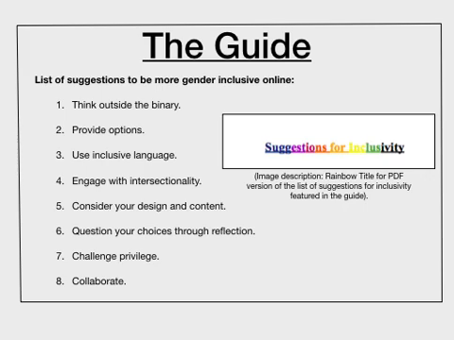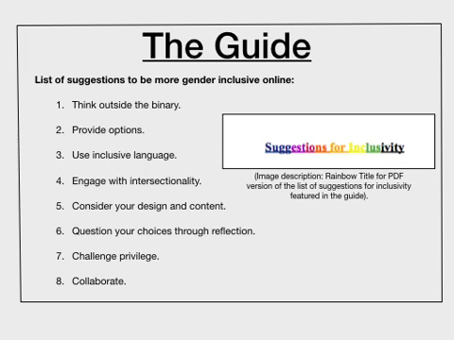These suggestions include thinking outside the binary, providing options that extend beyond a fixed list, using inclusive language, engaging with intersectionality, considering your design and content, questioning your choices through reflection, challenging privilege, and collaborating. The list of suggestions links each idea to a passage with further information so users can learn more about what each suggestion means or might look like. A PDF option was also available to download, which allowed users to save, review, or share the suggestions list in a more convenient way. This PDF included the list of suggestions and the additional passages that elaborate on the areas of inclusivity.